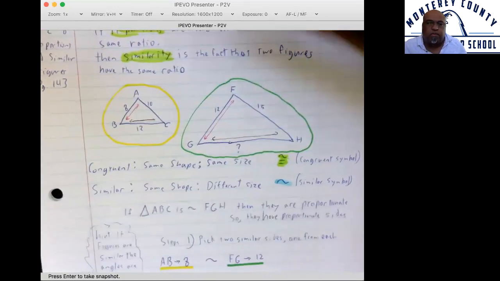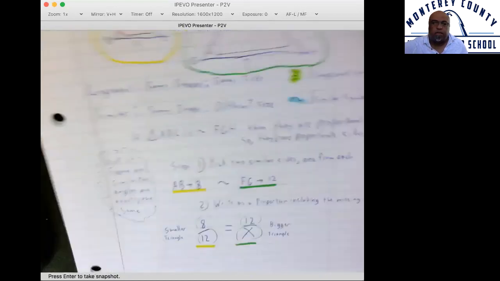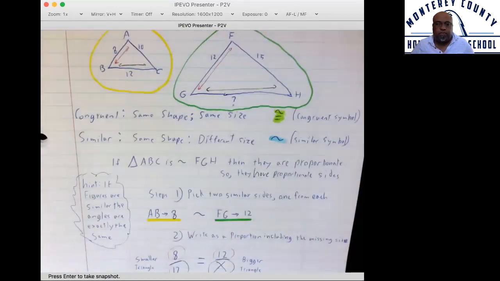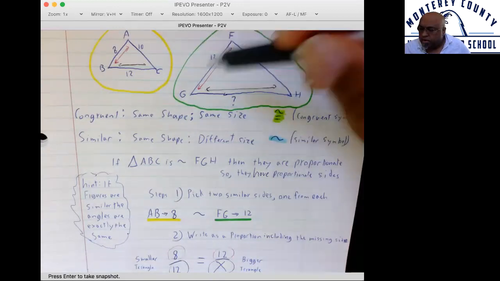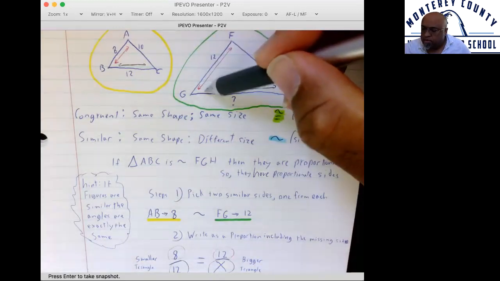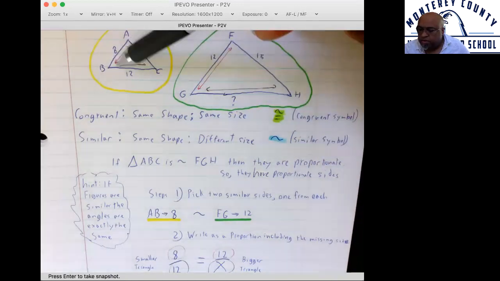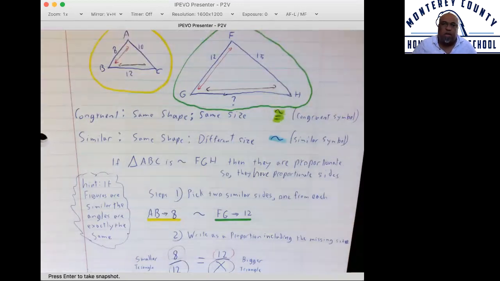Given this talk, I want to go into a little more detail about similar. I wrote a little hint here. If figures are similar, the angles are exactly the same. For example, if angle G was 58 degrees, then angle B would also be 58 degrees. The degrees of the angles don't change. It's just that the figure itself gets wider or larger when it's made as a new similar figure.